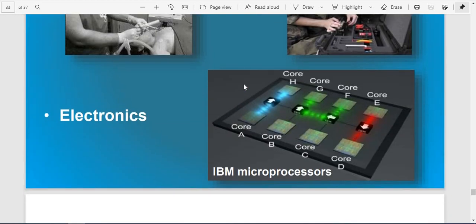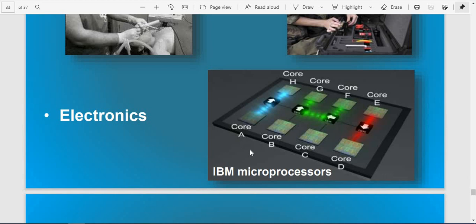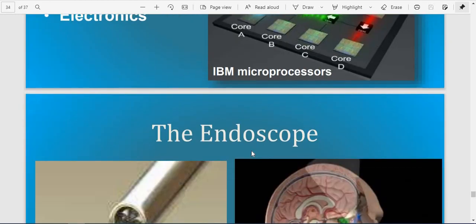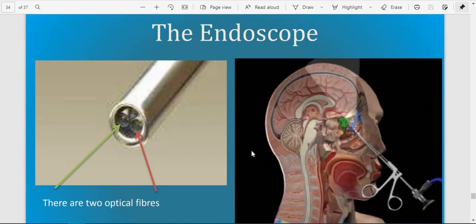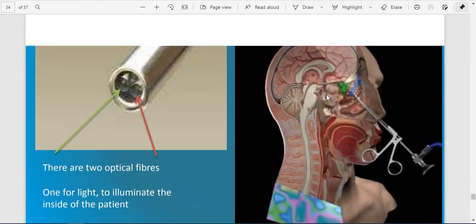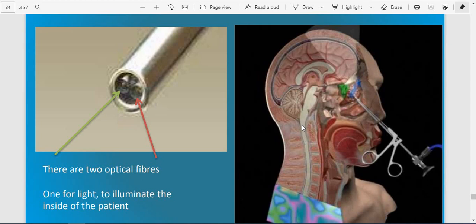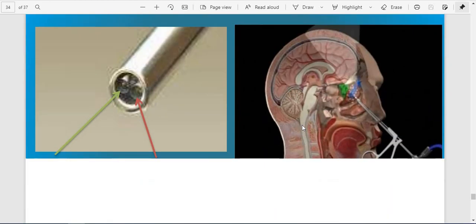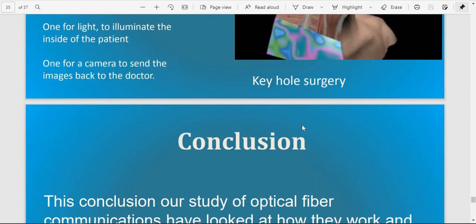Even in electronics, we are using them in IBM microprocessors. Whatever IBM microprocessors have been designed nowadays, from Pentium 4 to quad core, you can see that optical fibers are being used. They are also used in endoscopes. Suppose there are two optical fibers we put: one for light to illuminate the inside of the patient, and another with a camera to send the image back to the doctor. As you can see here, the image is being sent and the surgery keeps going. So first we put a camera and a light so that we can see what is going on inside. This is called endoscopy. So these are like keyholes for it.